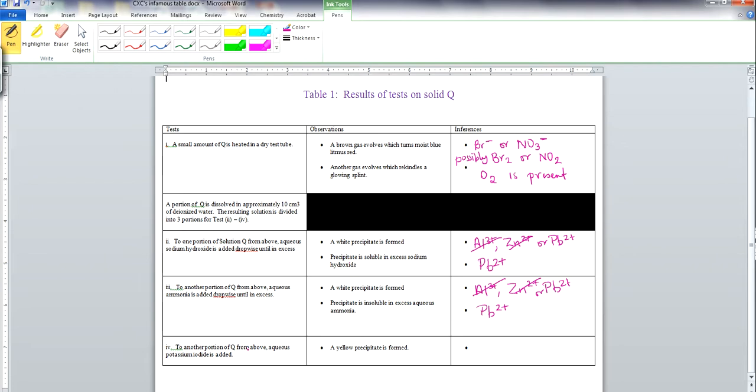So to another portion of Q from above, aqueous potassium iodide is added. And this is a definite test for lead, right? So we say if it turns yellow, therefore you have lead ions being present. And I forgot to write down, but on the paper, they asked to write an ionic equation. So the ionic equation will be such that you have Pb2+ plus the iodide ions to give the precipitate of lead iodide, a 2 in front here, aqueous, and this will be solid.